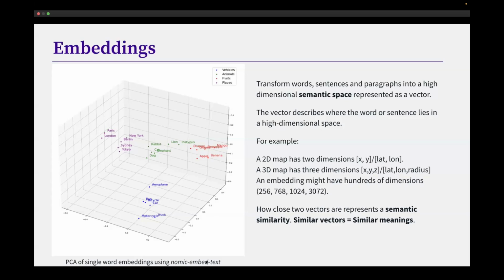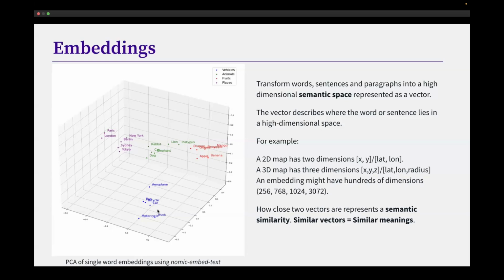So what I did was I took a load of vehicles and animals, fruits and places, and I embedded them. This one had a vector of 768 dimensions. I did a bit of PCA on it. I won't go into any detail with that, but I used the Nomic embed text model with Ollama, and then I was able to represent them in 3 dimensions, right? So you can kind of see how the places are clustered together, the animals are clustered together, the fruits are clustered together, and the vehicles are kind of clustered together as well.